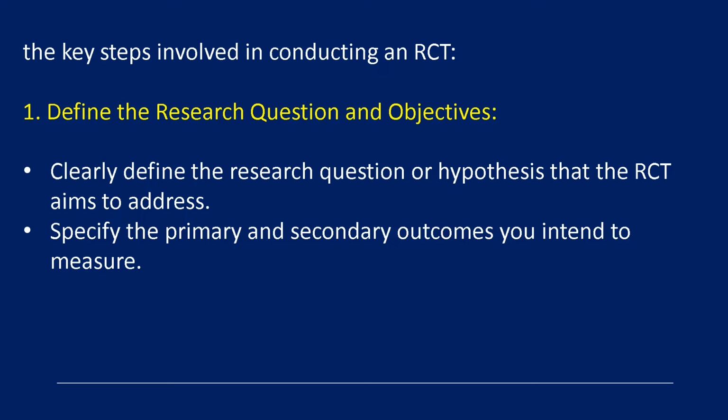First step is to define the research question and objectives. Clearly define the research question or hypothesis that the RCT aims to address. Then specify the primary and secondary outcomes you intend to measure.